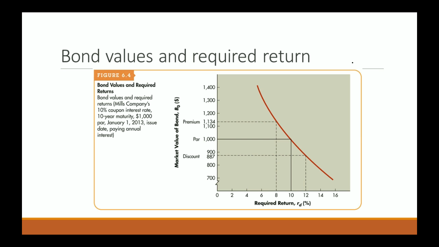And so here we can see what happens as required returns change. As the required return changes, the x-axis here, that causes substantial changes in the market value of the bond. So as the required return drops, the value of the bond increases. As the required return grows, the value of the bond decreases.